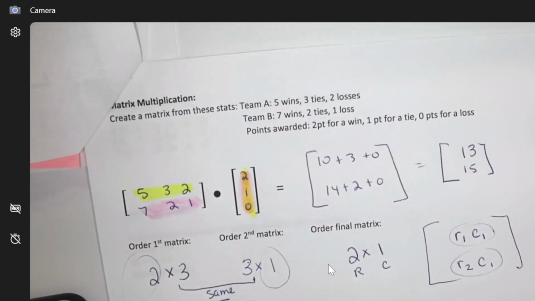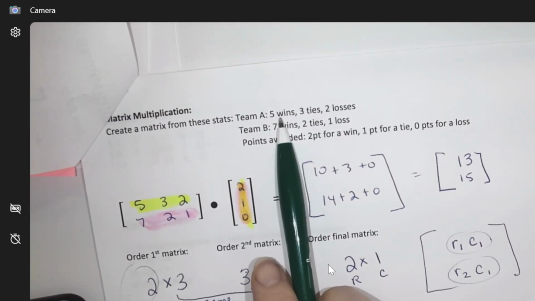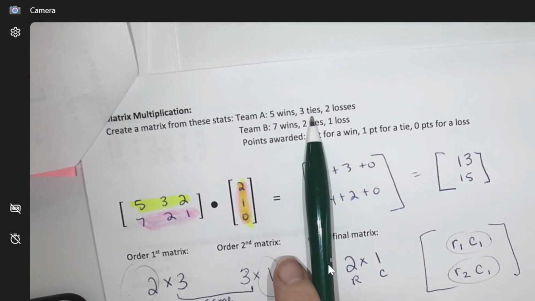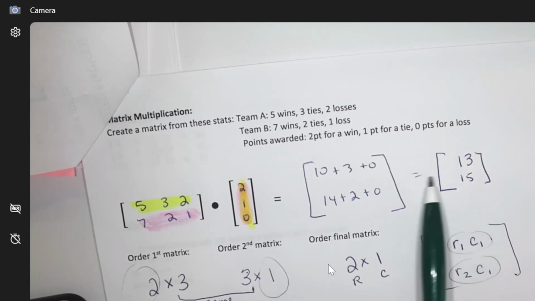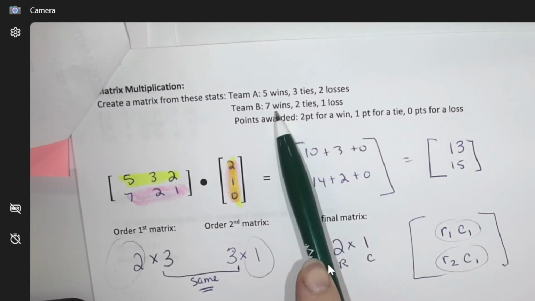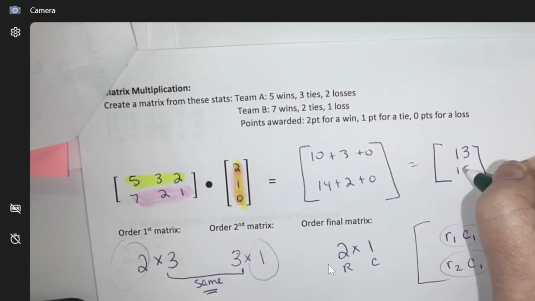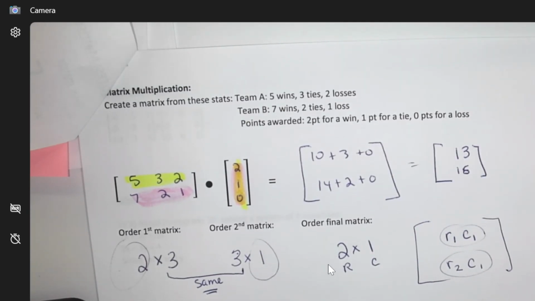Okay, and obviously I did a very simple example. You can see if they get 5 wins, that's 10 points. And then 3 ties, so they got 13 points, right? And then this one, 14 points and 2 more points. Oh, 16. Didn't see that. Okay?